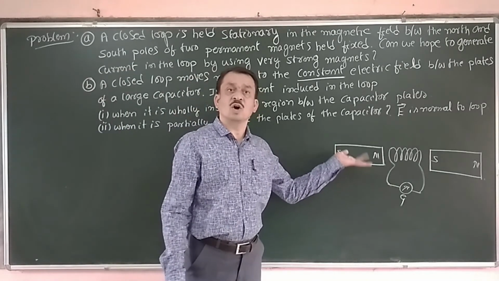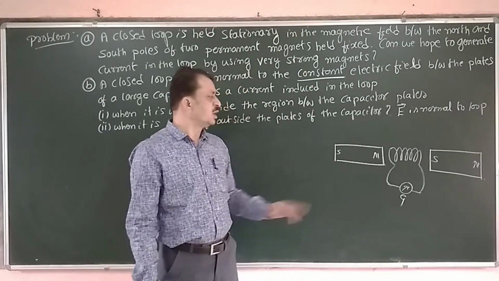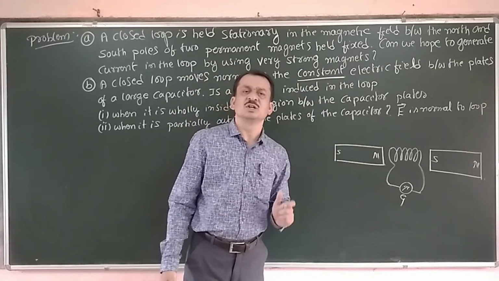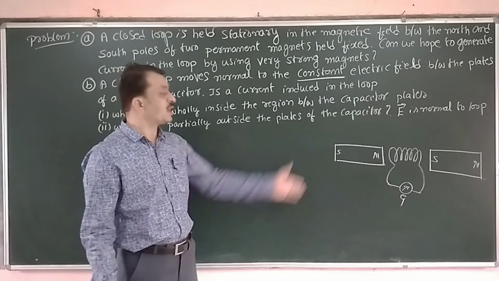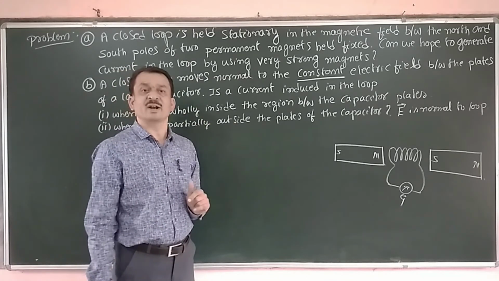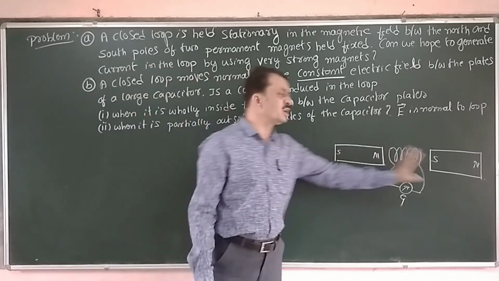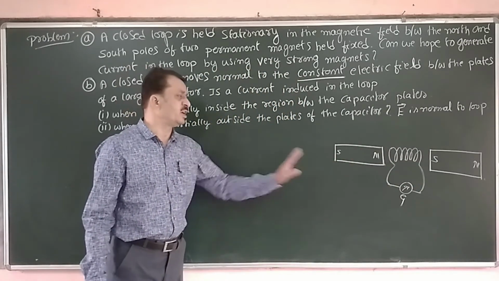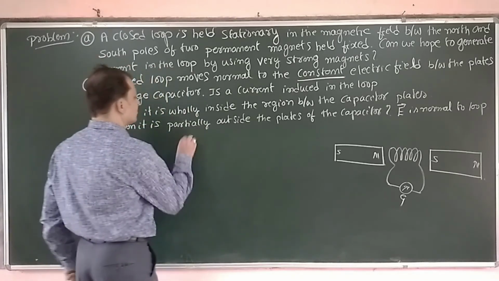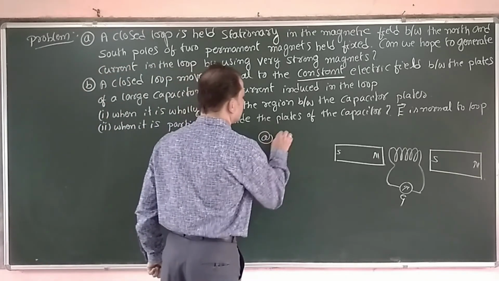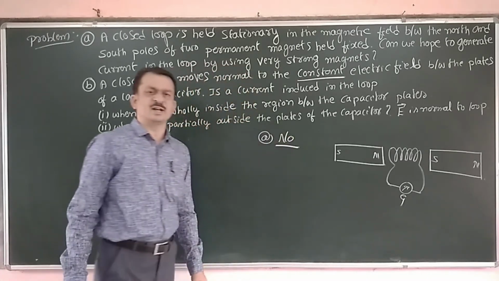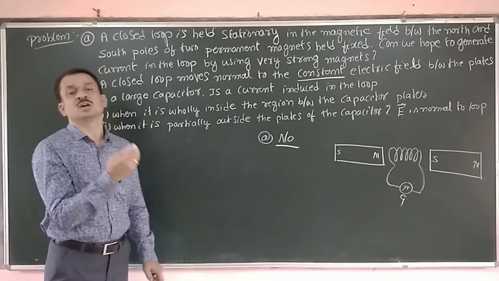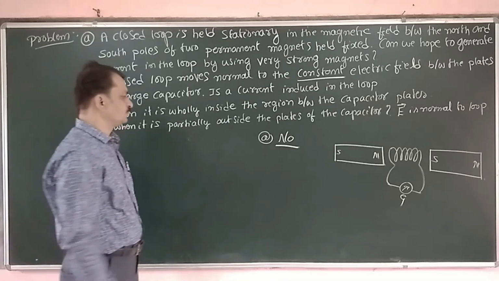However, maybe the strong magnet. If you increase the magnetic field, if you use stronger and stronger magnets, bigger and bigger magnets, increasing the magnetic field, without any relative motion, there is no EMF or current induced. So, the answer for the first one is no. It is not possible to induce the current without any relative motion, however strong the magnetic fields may be.